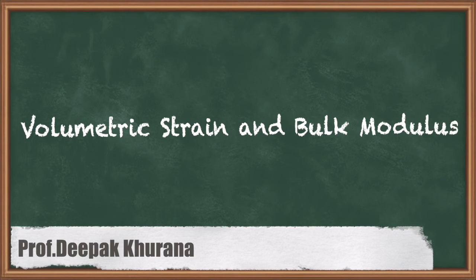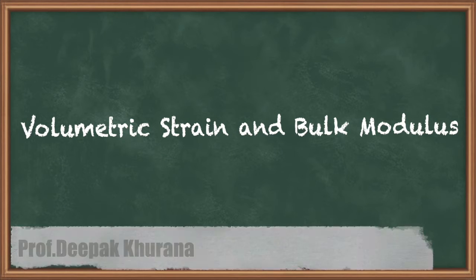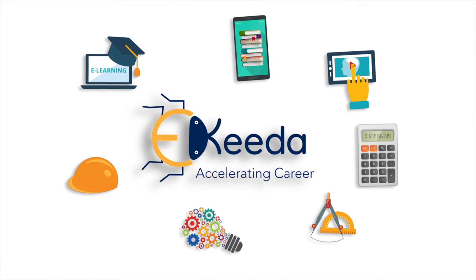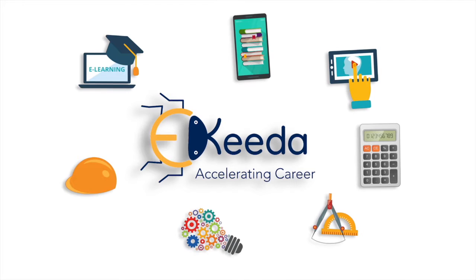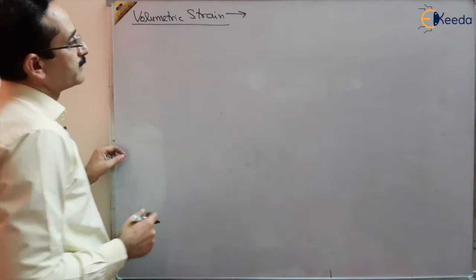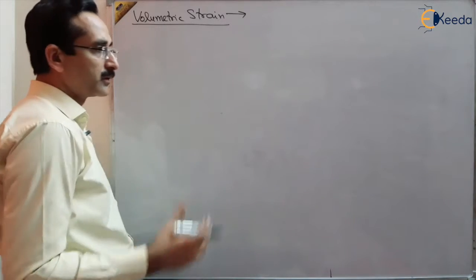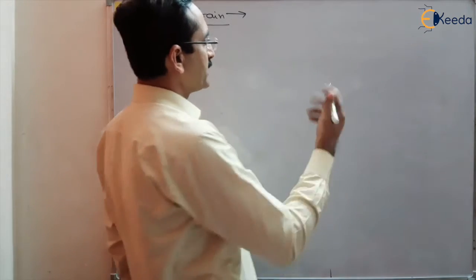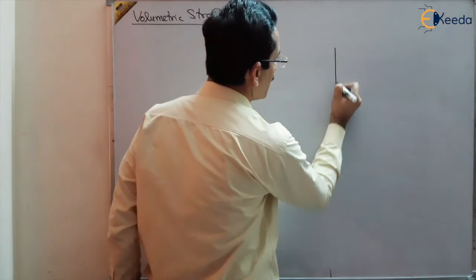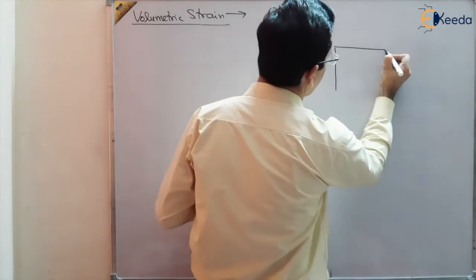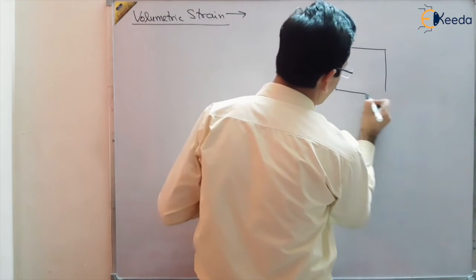Next term is volumetric strain. Volumetric strain is the change in volume per unit volume of a body. So we have, suppose, a 3-dimensional body now. The body has 3 dimensions. We are working now with a 3-dimensional body.